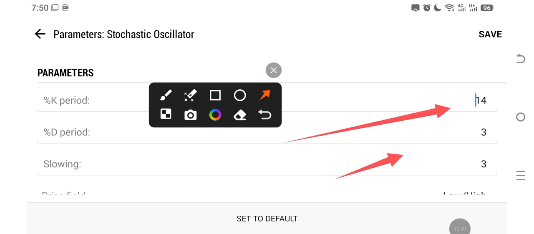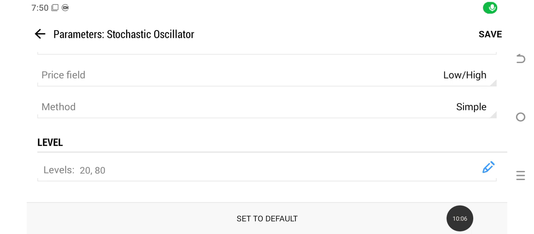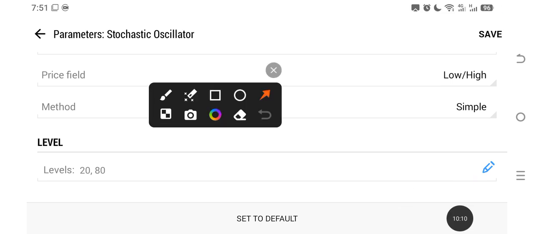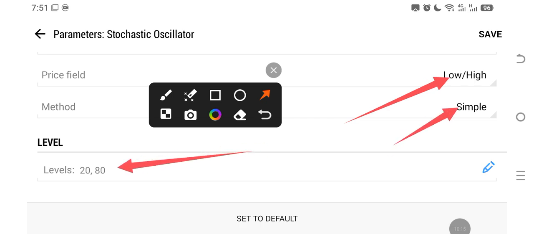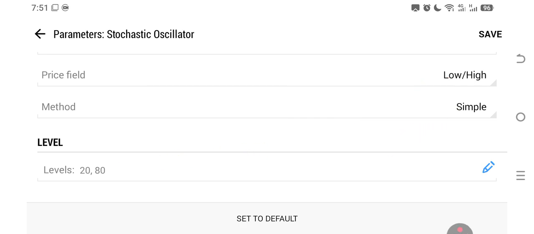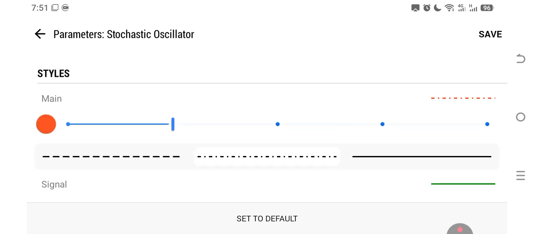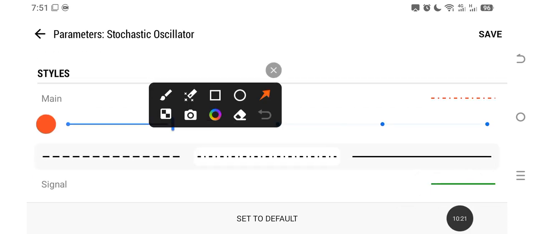K period 14, D three, slowing three. Then price field low, high, method simple, levels 20 and 80. Then you choose your color, any color of your choice.